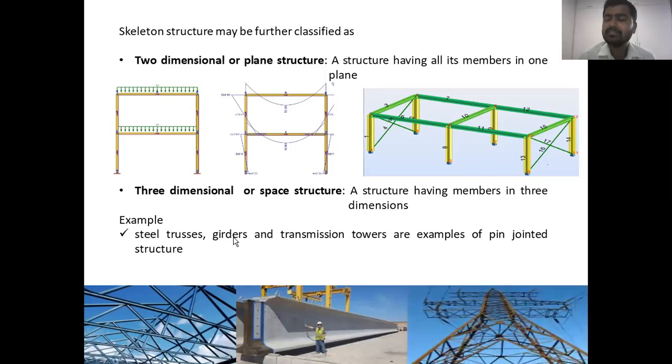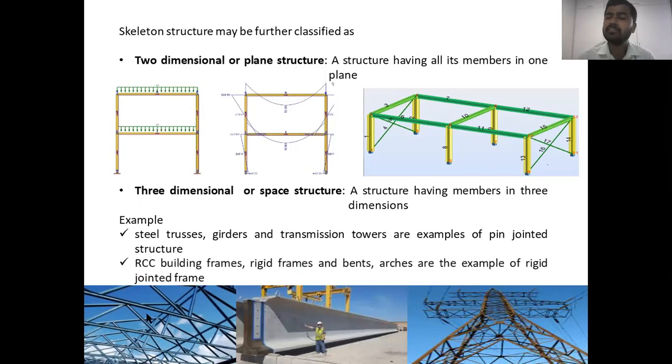Now let us take our next one, which is nothing but a transmission tower. So here you can see this is a transmission tower. What is the use of this transmission tower? It is used to supply electricity from one place to another place which is very far. We just want to supply our power or electricity, so we require these structures. But all these three structures come under pin jointed.